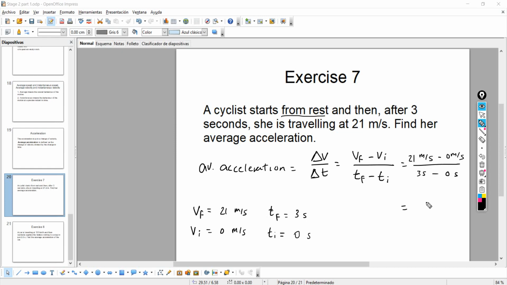Let's calculate all of this. We're going to get 21 meters per second over 3 seconds. Let's divide 21 over 3. That's going to be 7. And let's divide meters per second over second. And you will get meters per second squared.